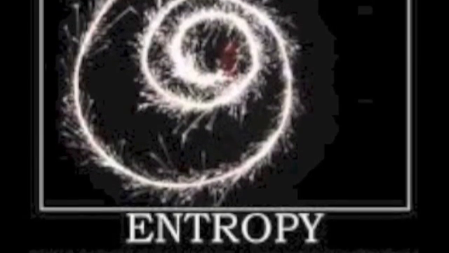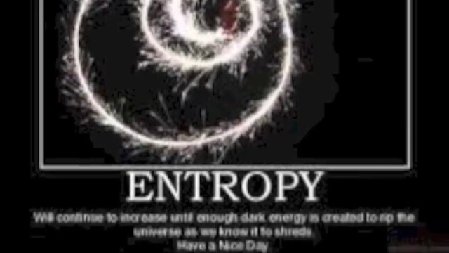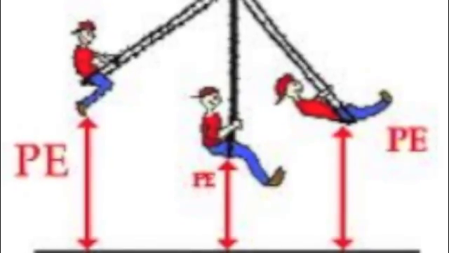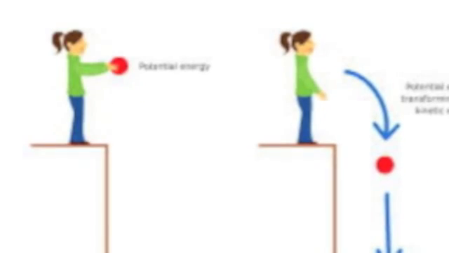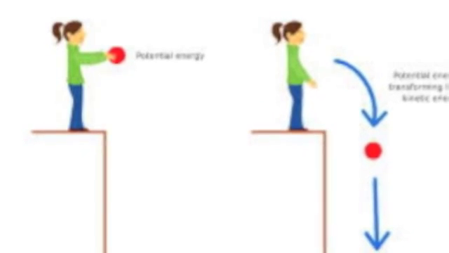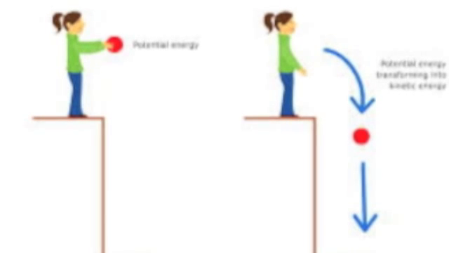Entropy is a measure of disorder. Cells are not disordered, and therefore they have low entropy. Potential energy is the energy that has not yet been used. Potential energy can be converted into kinetic energy, which is energy in use or motion.